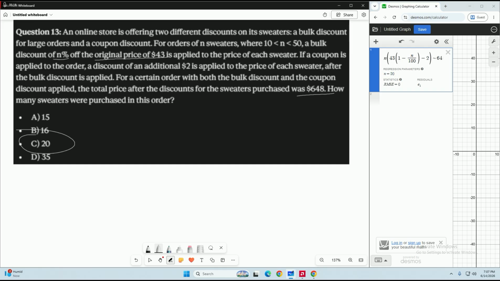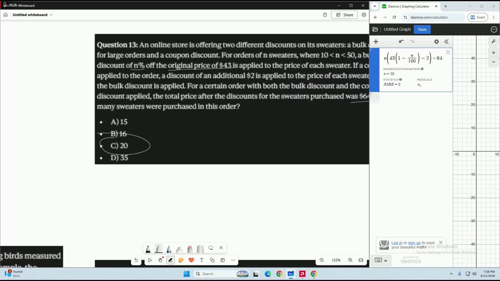So you just have to take this one step at a time. This is the bulk discount. We then subtract 2 for the coupon discount, and then this will give us the price for one sweater, and then we multiply by n to find it for n sweaters. We set it equal to 648, and then we get n as 20. So C is our correct answer to the question.